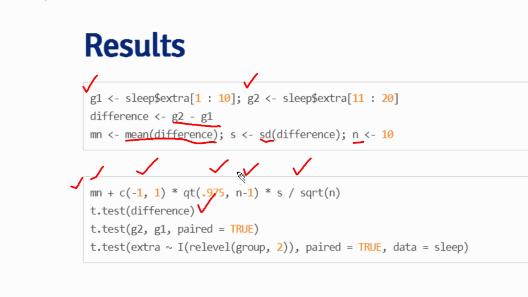Of course, we don't want to do this every time, so we can just use the function t.test, where we pass it the 2 vectors of the difference and give it the argument paired=TRUE. Or you can actually give it a model formula where you say outcome extra is a function of group, where paired=TRUE, evaluated for the data frame sleep.